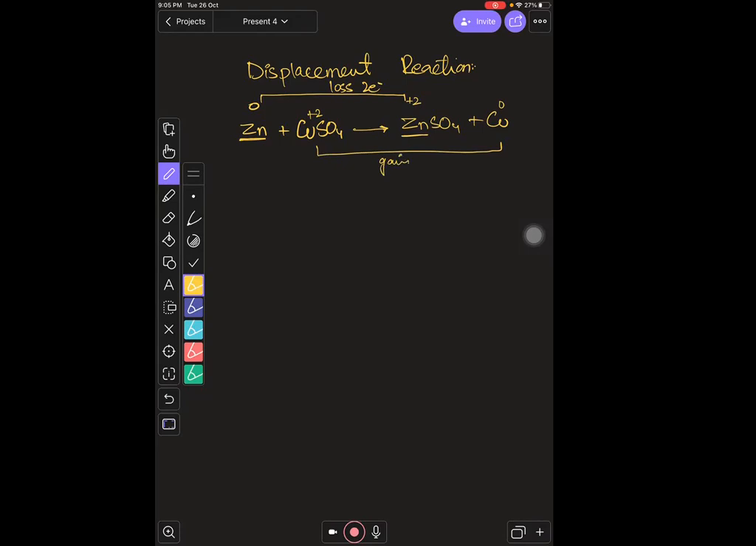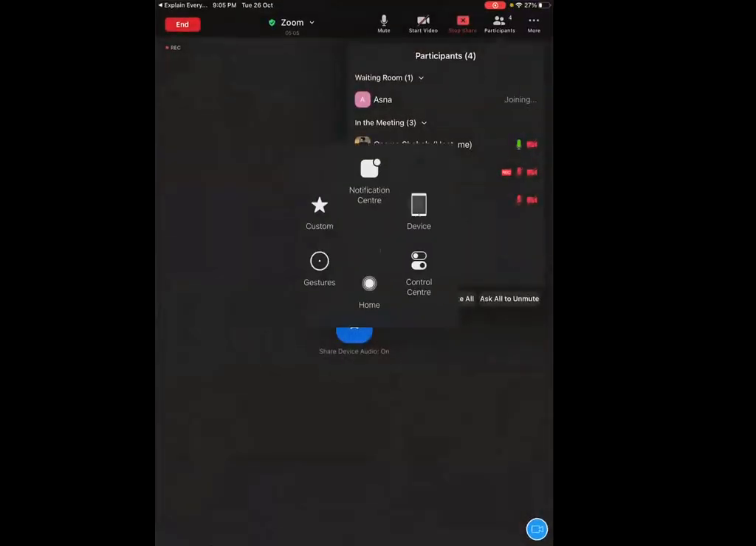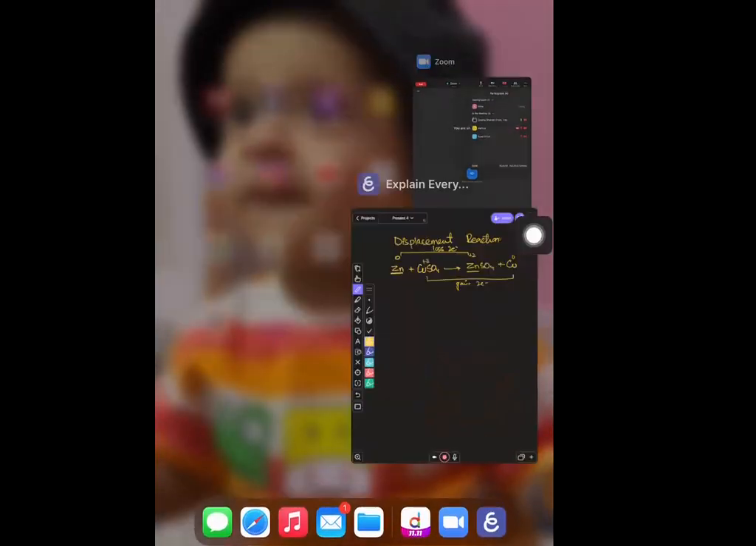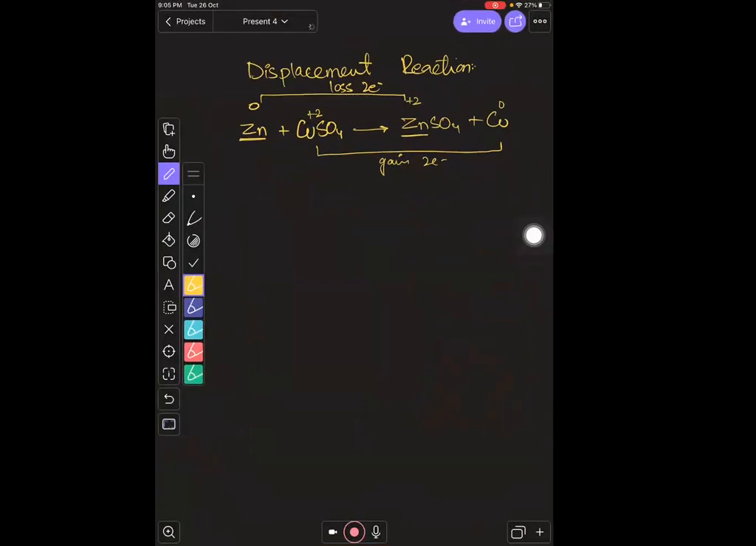In the presence of zinc and copper, if you have these two together, we know that one is more reactive and one is less reactive. So definitely only one can be ionized between these two. So right now you can see zinc gets ionized and it gives electrons back to copper. That is what you need to understand.